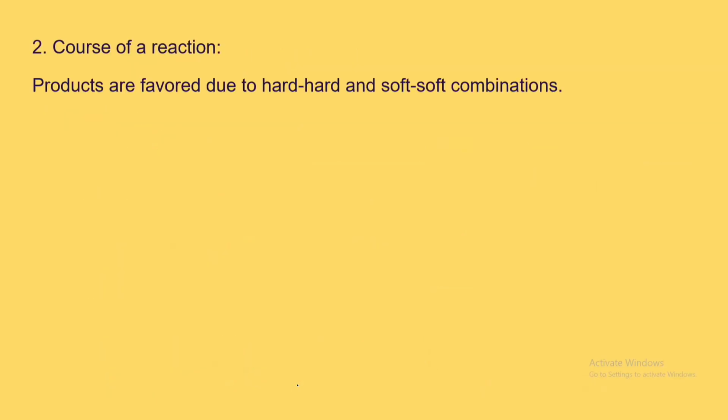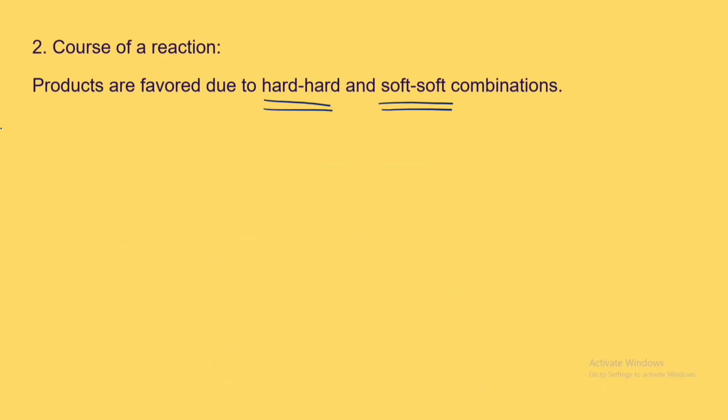Next particular application of the HSAB principle. So the course of the reaction can be predicted. So let us look into the examples. Okay, so again here hard and hard, soft and soft combinations. The products that are formed by these combinations are more favored.